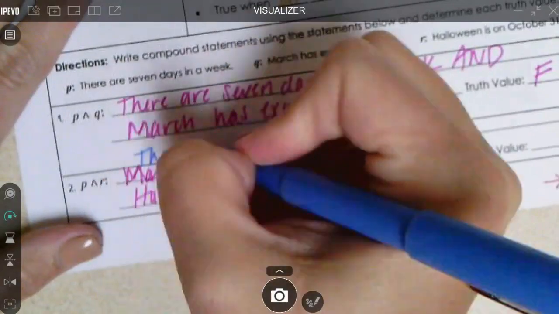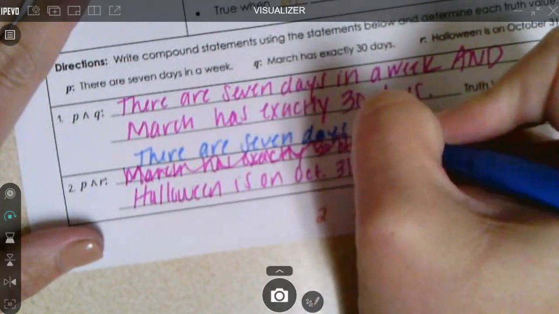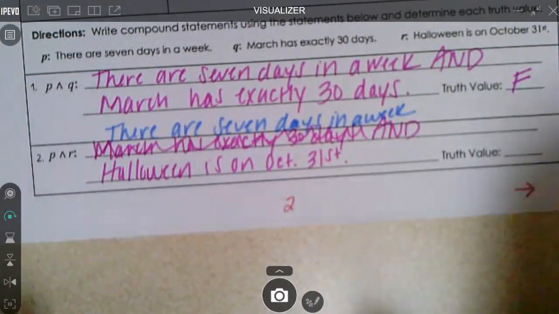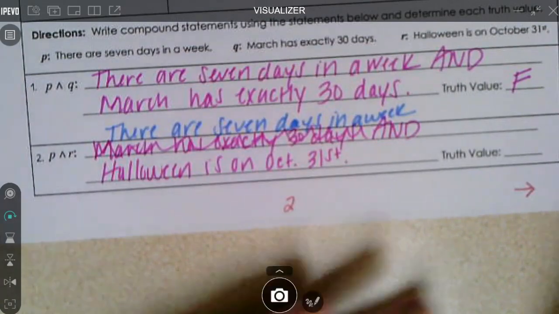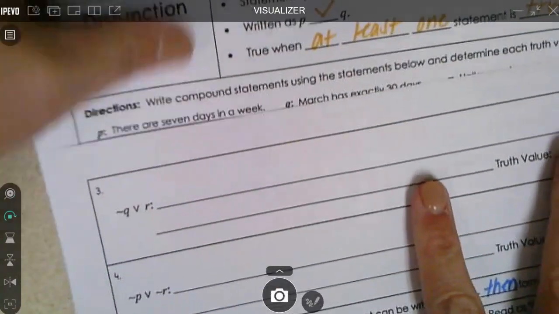P is there are 7 days in a week. Okay, so there are 7 days in a week, and Halloween is on October 31st. We already discussed that there are 7 days in a week. That is true. Halloween is also on October 31st every single year. That is also true. Since both of them are true, the truth value is true. We still need P, Q, and R here for the next two problems.